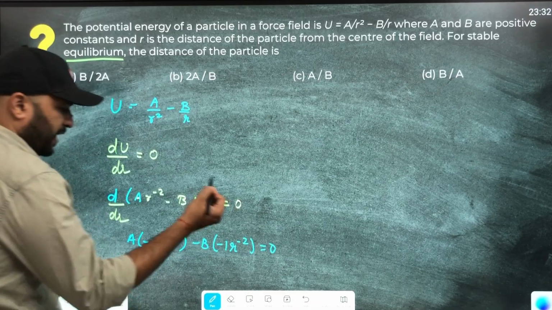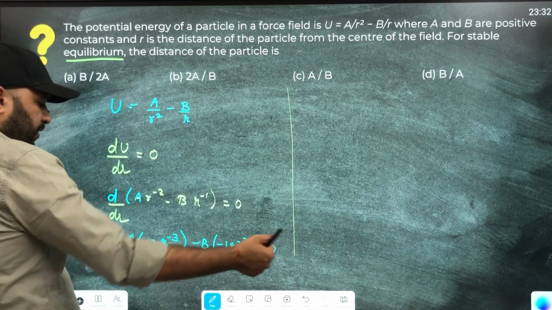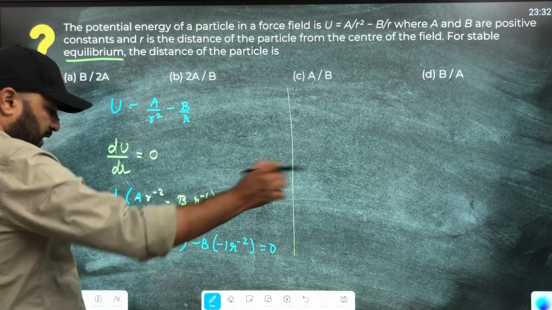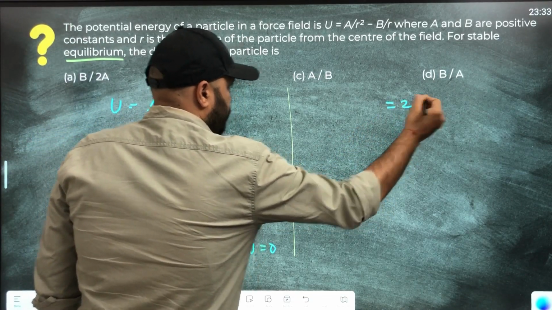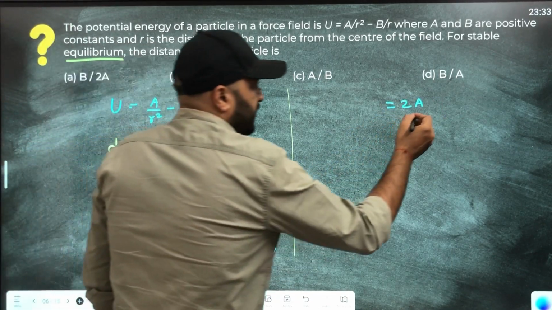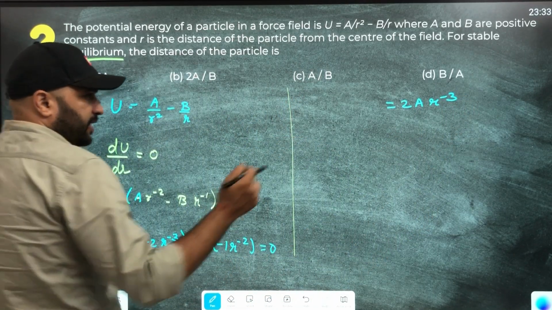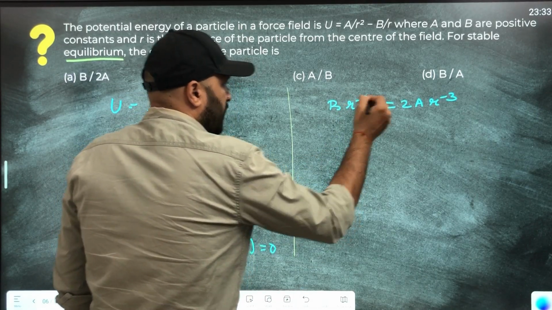So when you decrease minus 1, it becomes minus 2. Beautiful. Let's take this whole thing on the other side, because this is negative. So minus 2 goes that side, it becomes plus 2a and r to the power minus 3. What are you left with? Minus minus plus here. So this will be b r to the power minus 2. I hope this is clear.